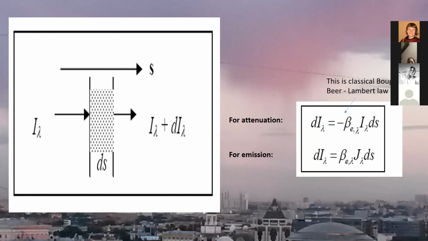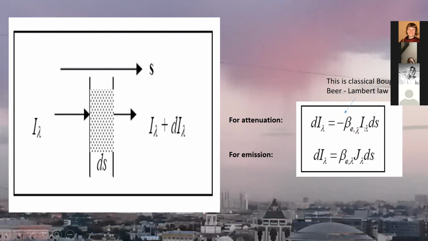If we look at the process in the medium, we see that if we have an incident intensity I at a given wavelength over the medium with distance ds, we have a change in this intensity while going through the medium, and we receive an additional intensity dI, which can have a minus or plus sign. For attenuation, we have, for example, the classical Beer-Lambert law equation in differential form.